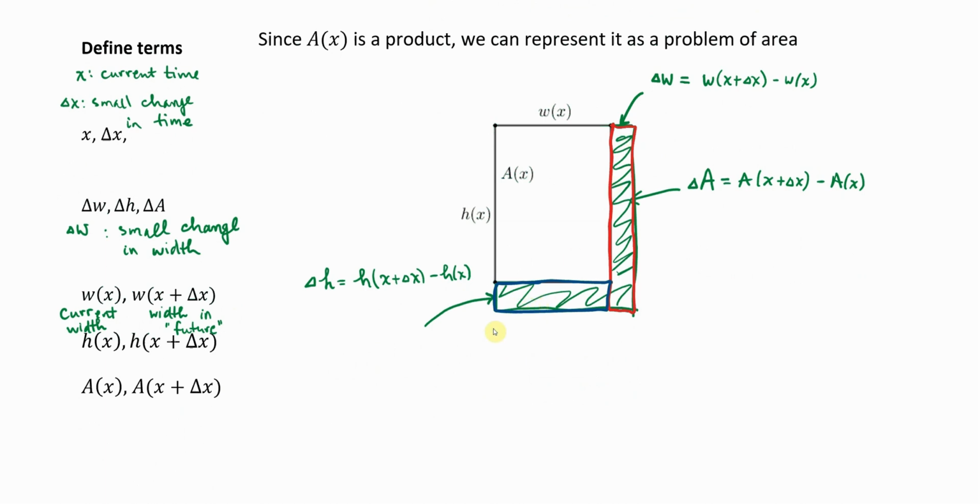But how would we describe the area of the blue rectangle? Well, this length right here, remember, is delta H. So the area of the blue rectangle is equal to delta H multiplied by this length right here, which is just W of x.